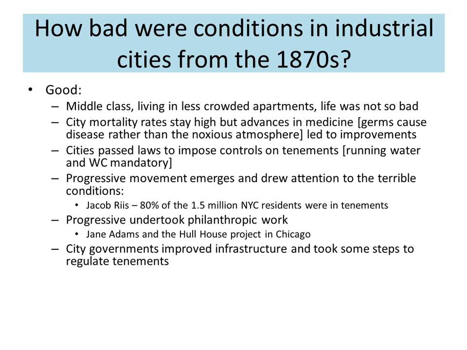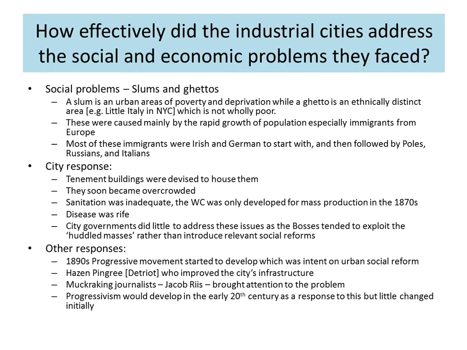And the progressives that sort of follow on from this will start to undertake philanthropic work. They'll give back. Jane Addams leads what's known as the Hull House Project in Chicago, which provides sanitary housing for the poor and ensures that people have access to things like showers and baths and so on and so forth. City governments will also begin to slowly improve infrastructure and take steps to sort of regulate the tenements and the corruption. Okay, so in terms of the slums and the ghettos, how do they manage to deal with these?